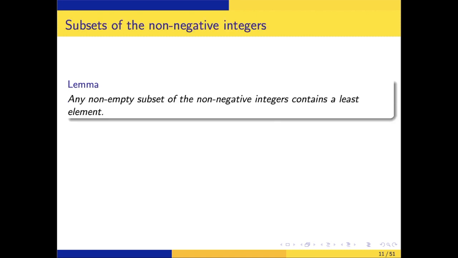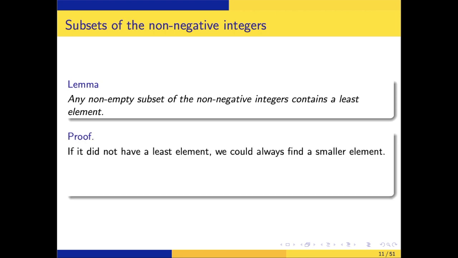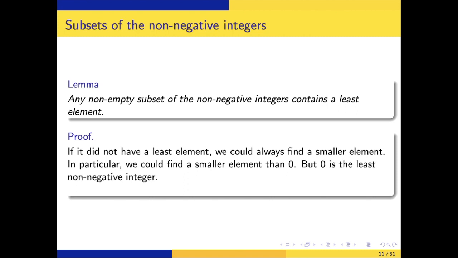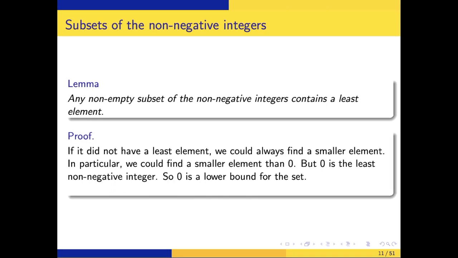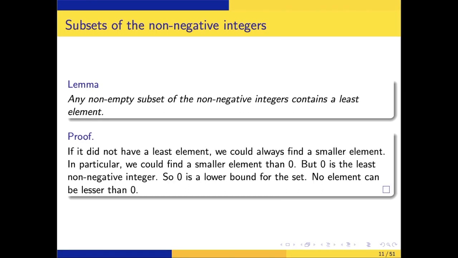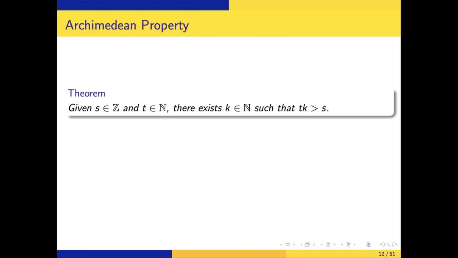First, we start with the lemma. If we have a non-empty subset of the non-negative integers, then it must contain a least element. And the proof is that if it did not have a least element, we could always find a smaller element. In particular, we could find a smaller element than 0, but 0 is the least non-negative integer, and this is a contradiction. Because 0 is a lower bound for the set, and no element can be lesser than 0.